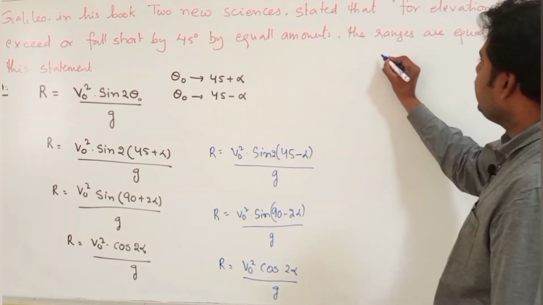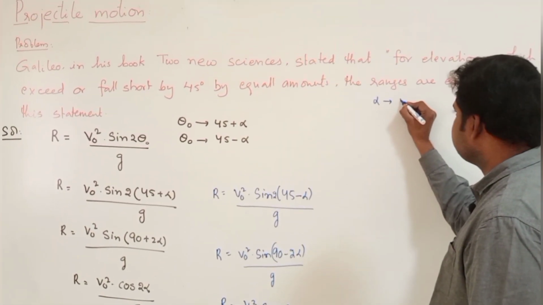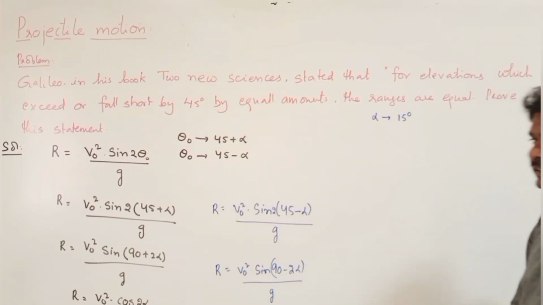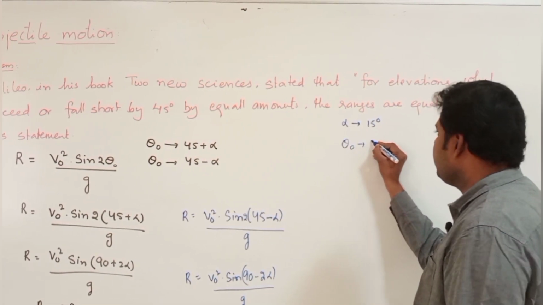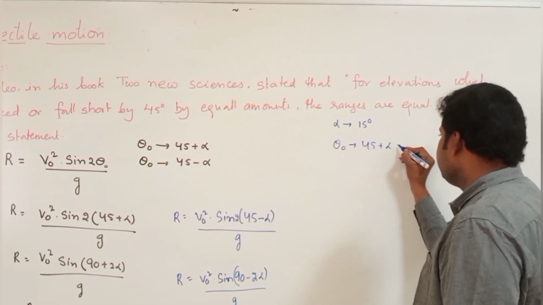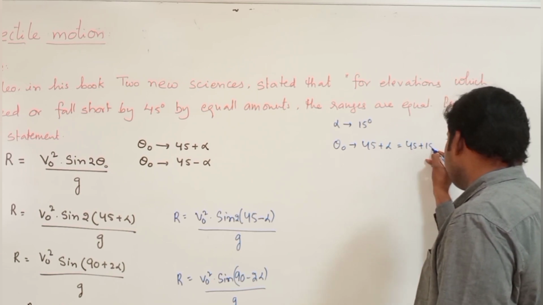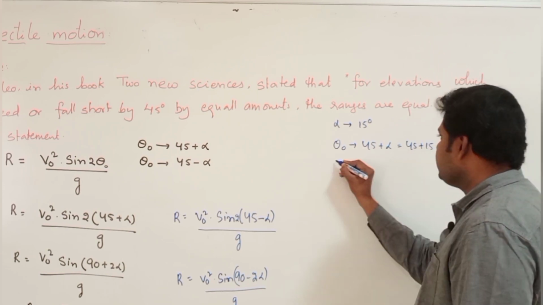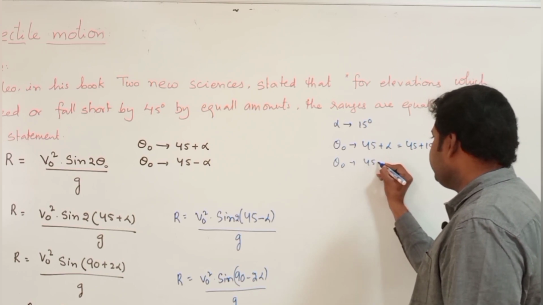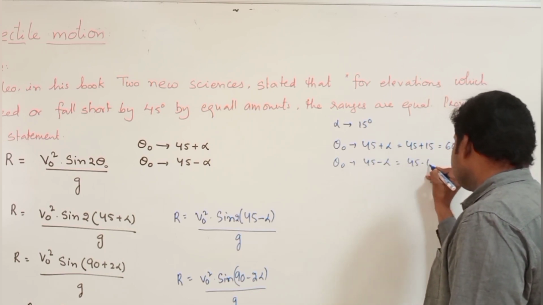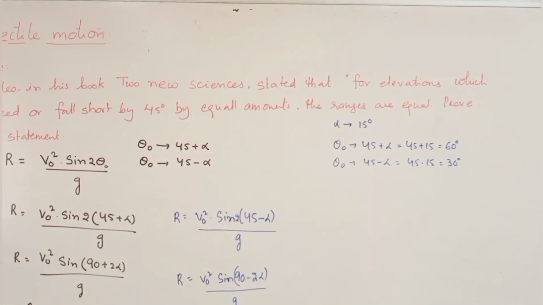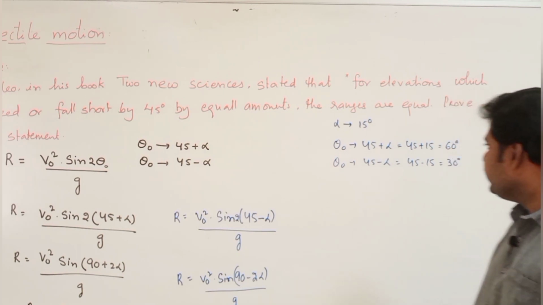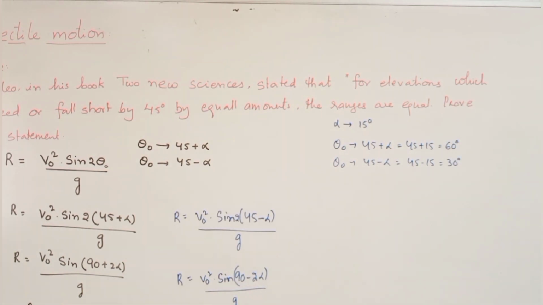Let's say simply alpha be 15 degrees. Now what do you write? Theta naught is equal to the first one, 45 plus alpha, is equal to 45 plus 15, 60 degrees. And the other one, 45 minus alpha, 45 minus 15 is 30 degrees. Then substitute the 30 degrees there, substitute 60 degrees there, you will get the same.